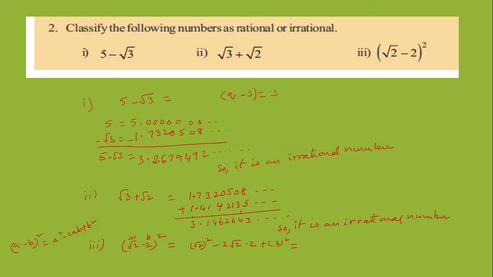Then what do you get? Root 2 whole square means you cancel the square and the root symbol, so the remaining is 2, minus 2 into 2, that is 4 root 2, and the third term 2 square means 4. Then you observe the first and last terms, these two terms are rationals. You write 2 plus 4 is 6, so 6 minus 4 root 2. That means it is an irrational. Why? Because root 2 is an irrational, so 6 minus 4 root 2 is also an irrational. Hence this is an irrational.